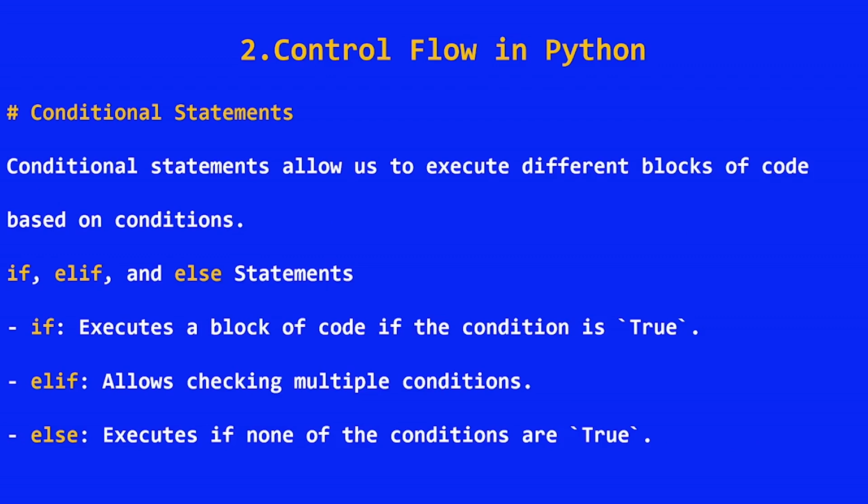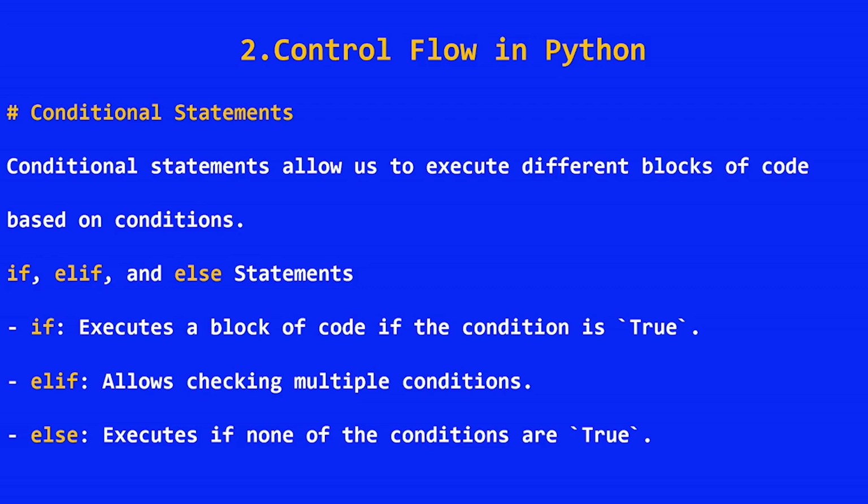So in this section, we're going to look at control flow in Python. Conditional statements in particular allow us to execute different blocks of code based on certain conditions. The Python conditions include if, elif, and else statements, and each statement is explained as follows.